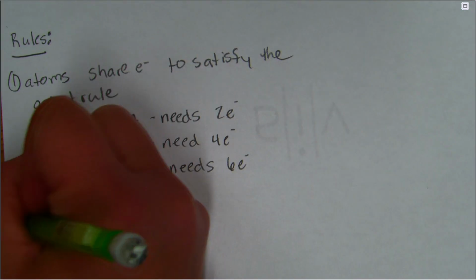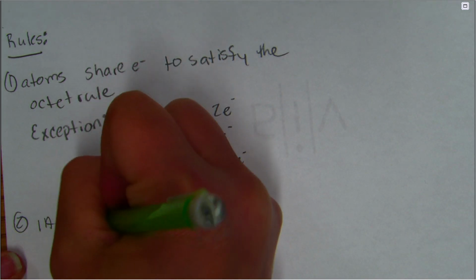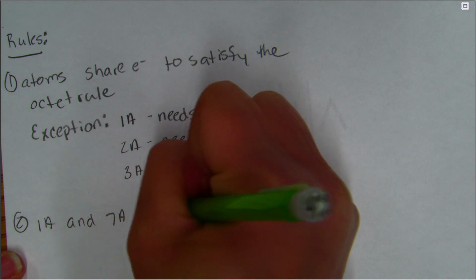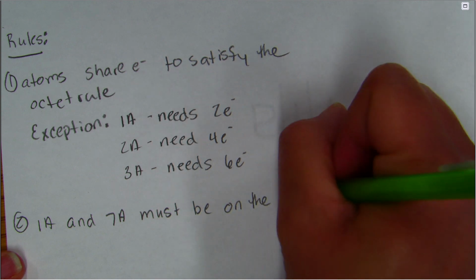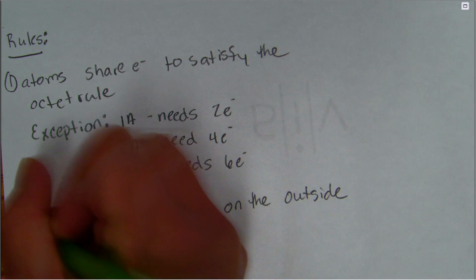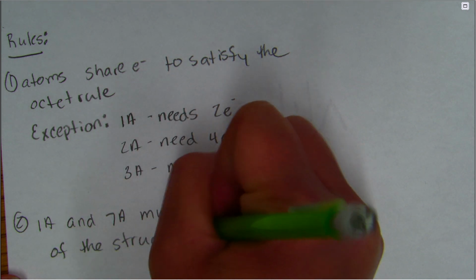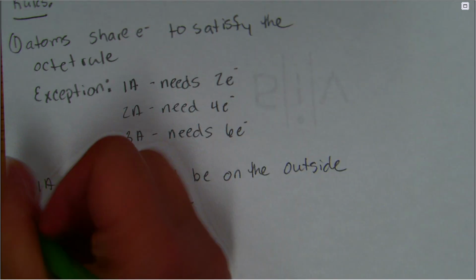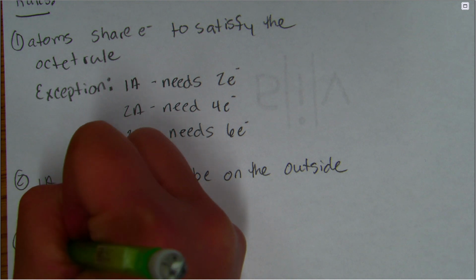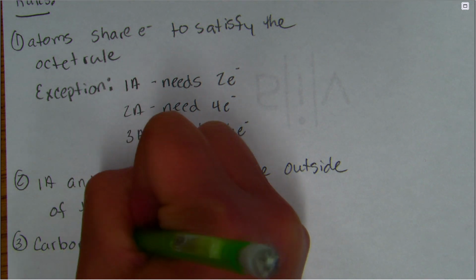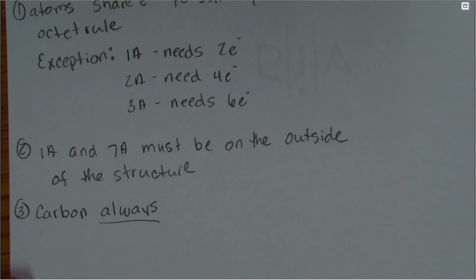All right, our second rule. Group 1A and 7A must always be on the outside. Carbon will always go in the middle. Rarely do you ever hear me say the word always. Carbon always, let me underline that, goes in the middle.